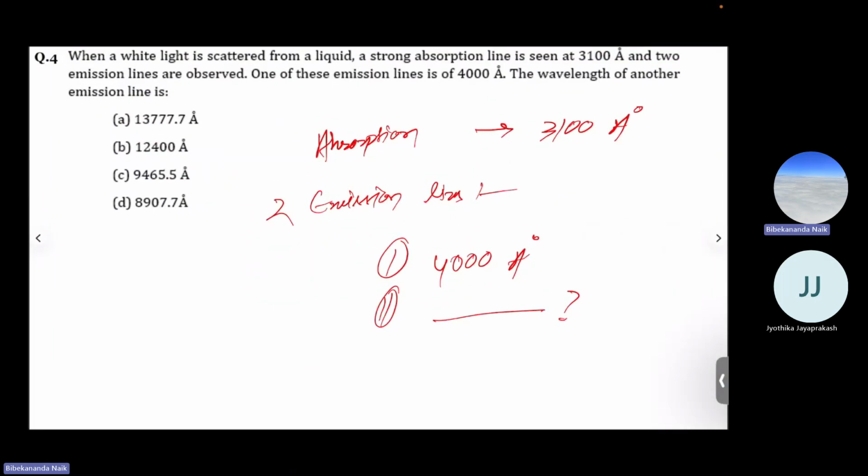So, if we solve this question, there was a strong absorption line corresponding to 3100 Angstrom, and after that there are two emission lines. So the energy of the absorption line corresponds to the total energy of the emission lines, because the total energy that is absorbed will again get emitted. So there is a single absorption and two emissions. So let's find out the energy corresponding to the absorption. Absorption energy.